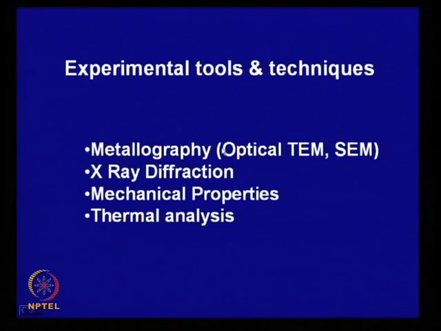Often it is termed as metallography, but in practice it is actually the microstructural examination of solids, and we have different types of microscope that we will talk about. There is optical, transmission electron microscope, scanning electron microscope. We will look at the main features of each of these. Then we will learn about X-ray diffraction. This is the technique by which you find out the lattice parameter of crystals.